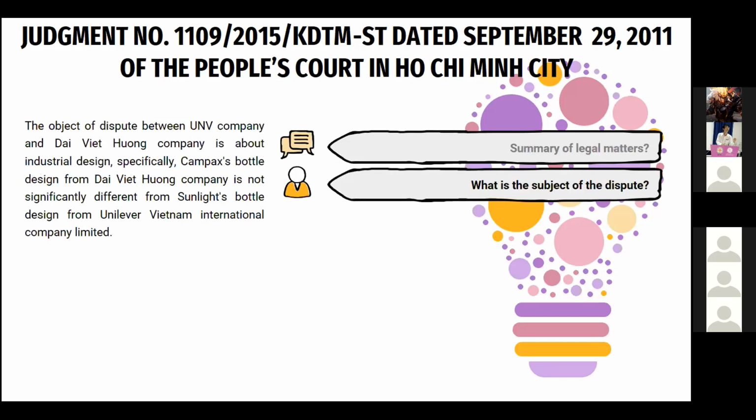Second, what is the subject of dispute? The object of dispute between Unilever Company and Đại Hưng Company is about industrial design. Specifically, Campbell's bottle design from Đại Hưng Company is not significantly different from Sunlight bottle design from Unilever Vietnam International Company Limited.